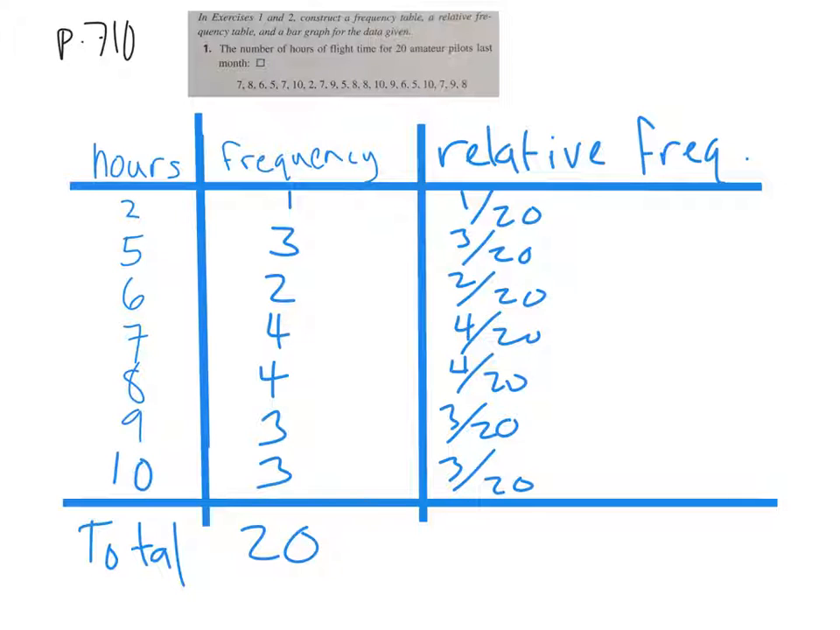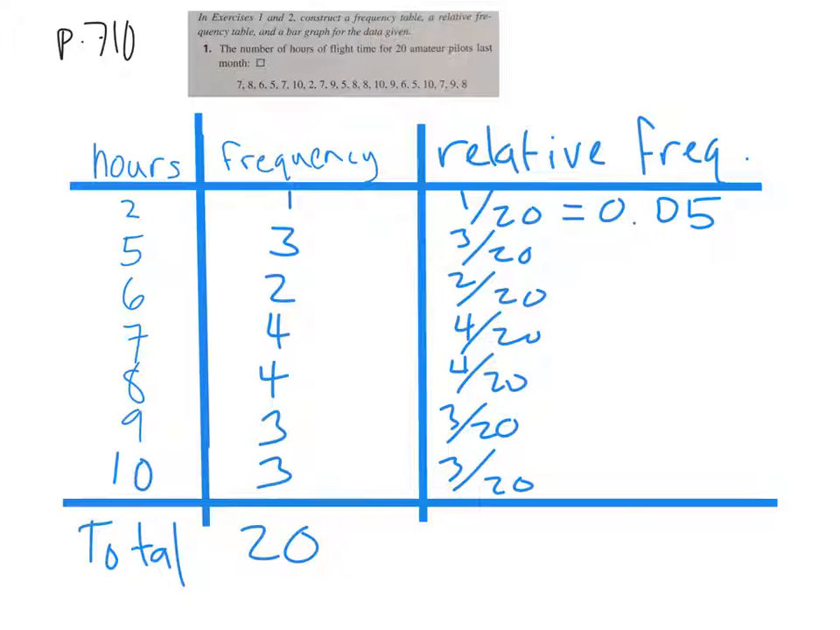I just want you to be aware that often they'll want you to write these as decimals. So this is 0.05. I think the problems in the homework say write it as a decimal, round it to the nearest hundredth or something like that. So either way, that's a frequency table and a relative frequency table.